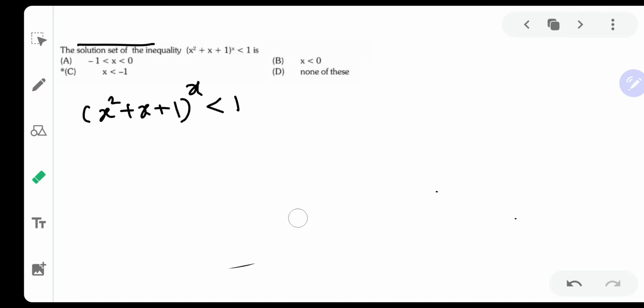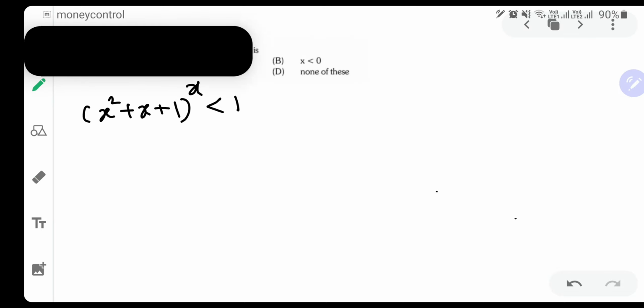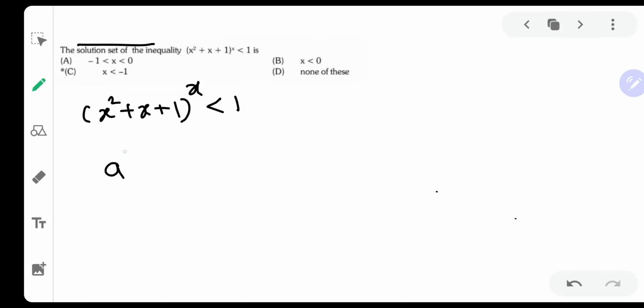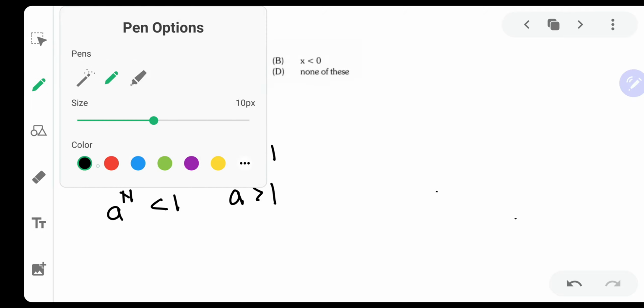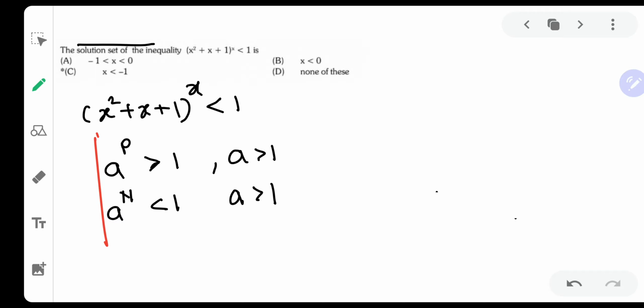Let us say I make a condition out of it. The condition is this: a raised to a positive number is greater than 1 if a is greater than 1, and a raised to a negative number is lesser than 1 if a is greater than 1. That is our first condition we need to follow, and very important too.